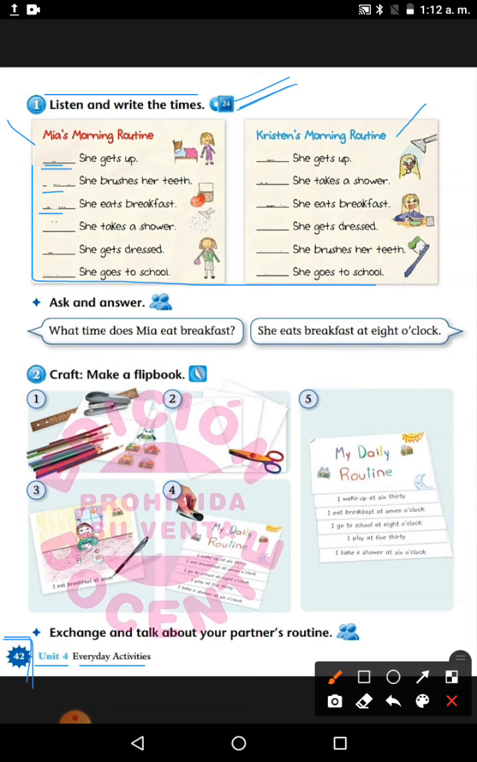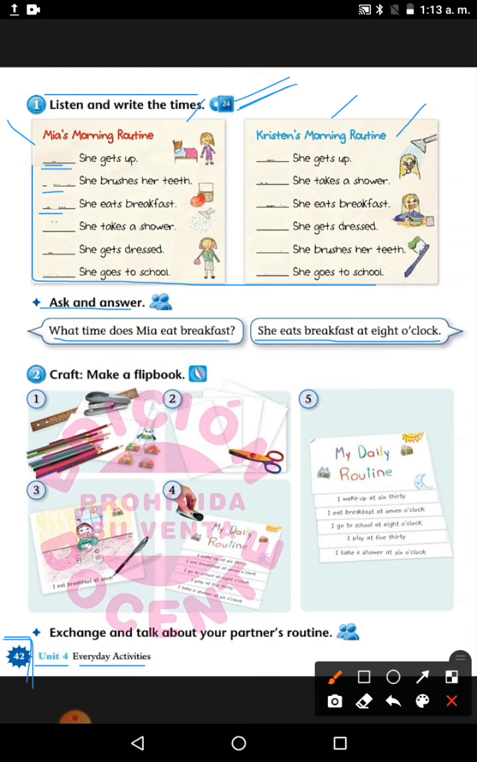Well done. Now you are going to practice, okay? You are going to ask and answer about Kristen's and Mia's morning routine. Here you have an example. What time does Mia eat breakfast? Here is the answer. She eats breakfast at 8 o'clock.